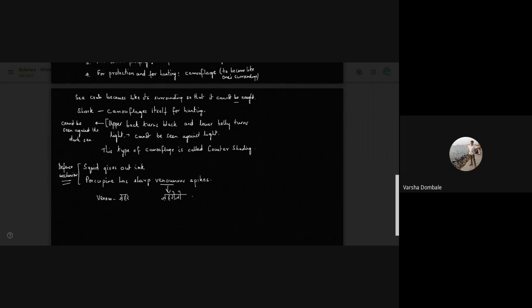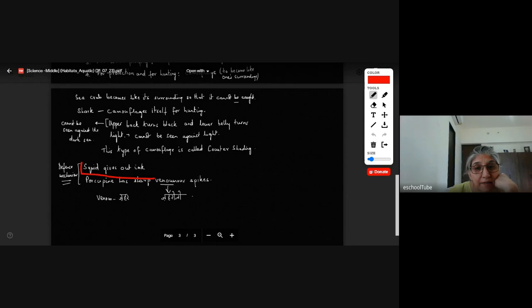Porcupine and squids. Porcupine has venomous spikes, so nail-like structures. Venomous means poisonous, zehreeli. Venom is poison. So porcupines have venomous spikes, so they save themselves. And squids give out an ink which can blind. So these are different ways in which the water animals adapt themselves.